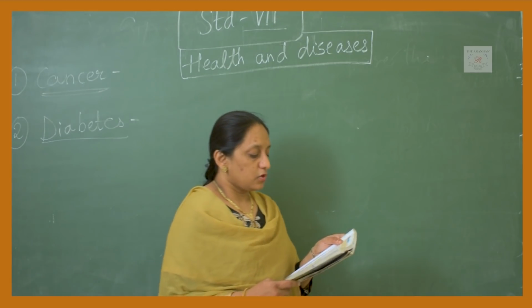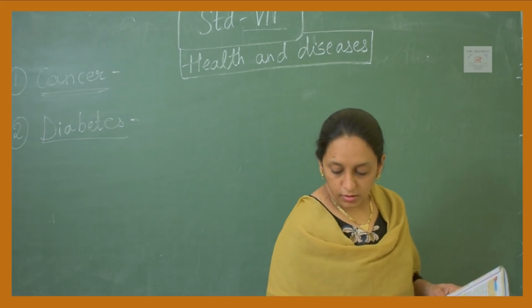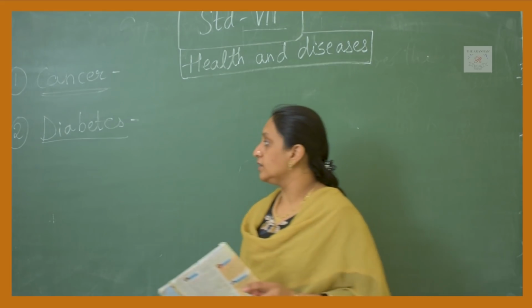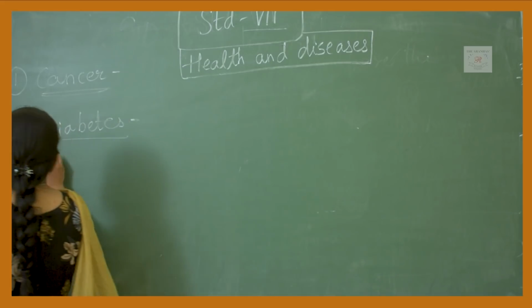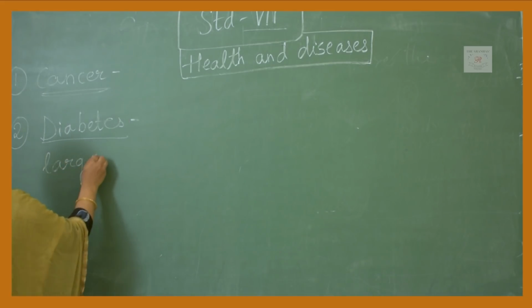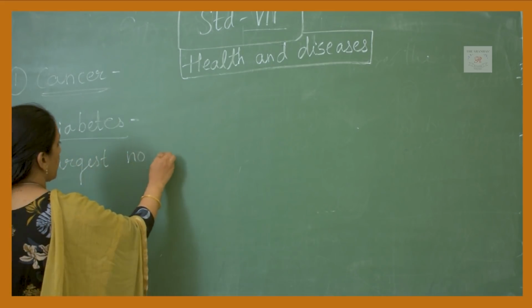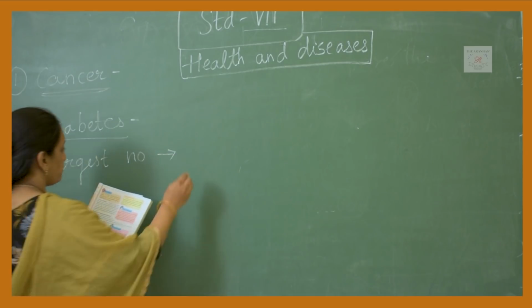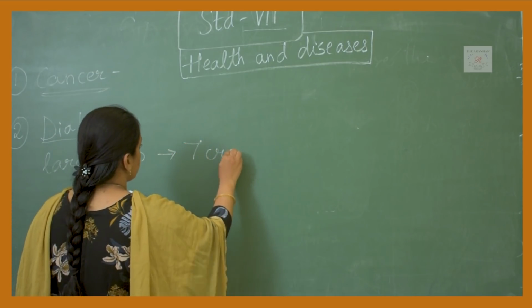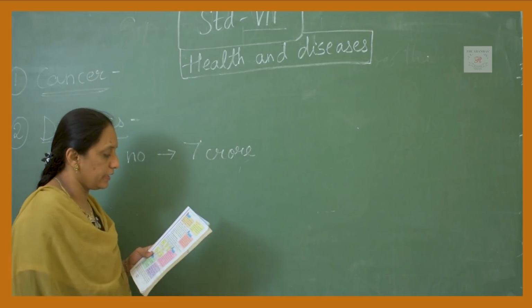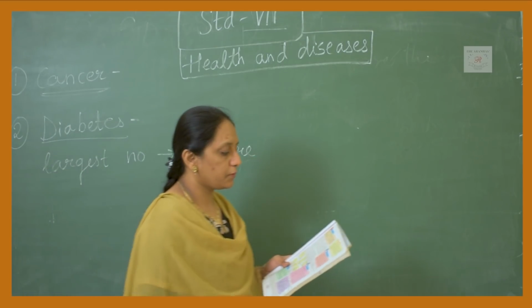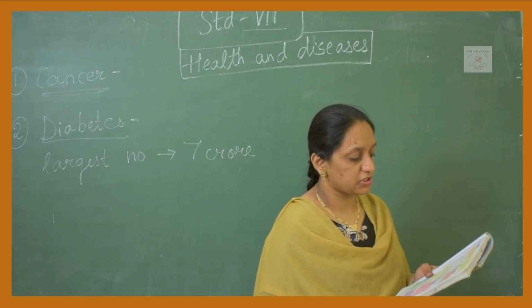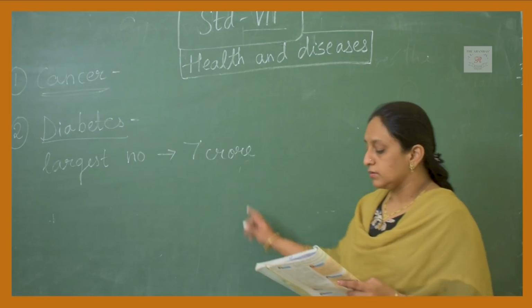India has the largest number of diabetes patients in the world. India is such a country which has the largest number of diabetes patients in the world. Approximately 7 crore people are diabetic in India. At present, approximately 7 crore diabetes patients are present in the country.